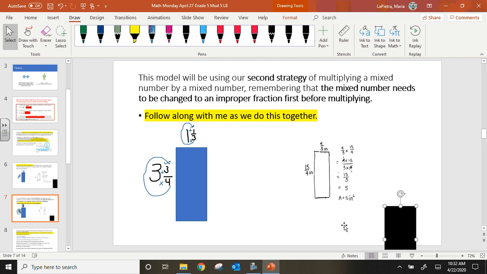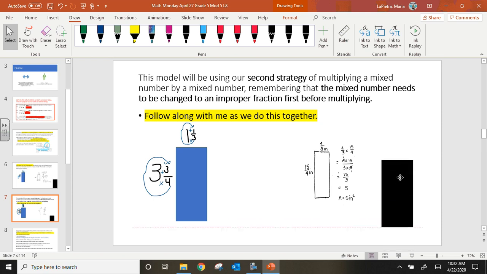Okay. Those of you who did not cancel out, that's fine. You would just say 4 times 15 equals 60. 3 times 4 is 12, and then you would reduce. And when you divide that out, you would get 5. And either way is fine. Whatever is best for you, whichever way you want to do it.